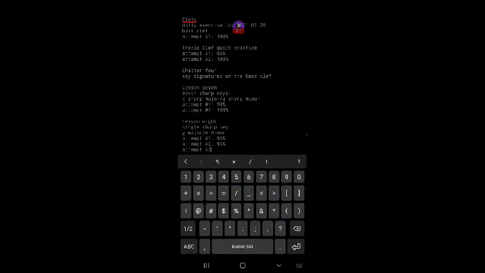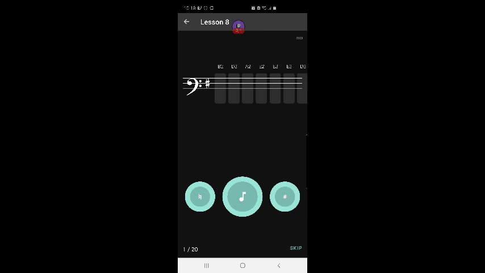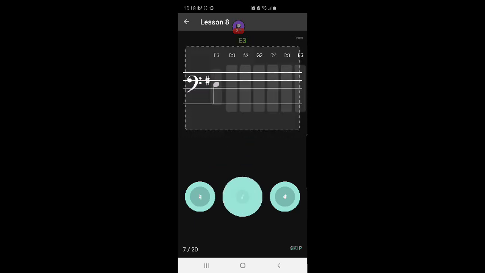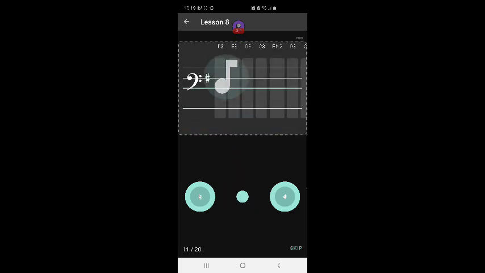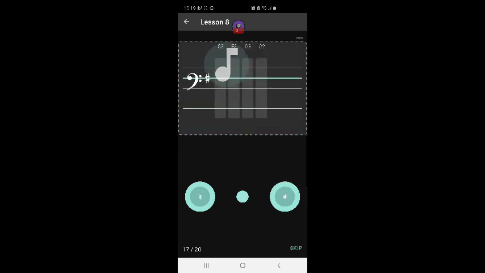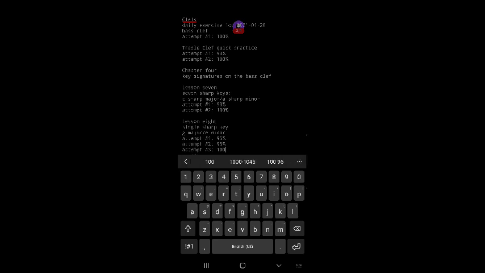Attempt number 3. Okay, and repeat, and go, and B2, D3, A2, E2, E3, E3, D3, A2, G2, B2, D3, E3, D3, G3, F sharp 2, D3, G3, E2, D3, G2. Yay! 100%. My hero! Okay, then we can do one more exercise. One more lesson.